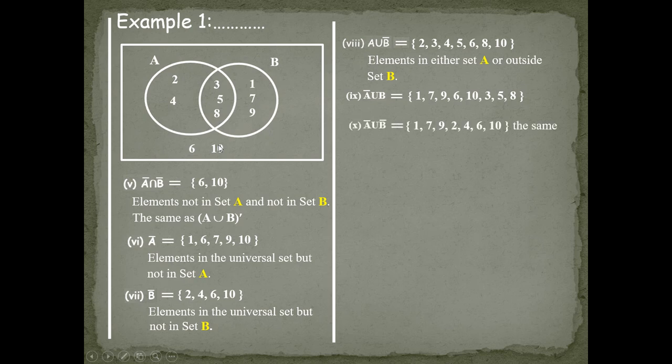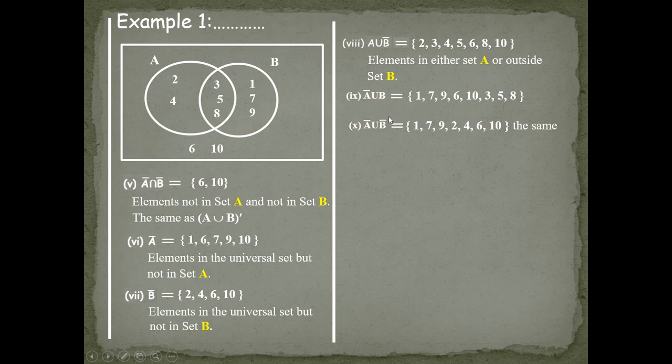So A complement union B complement, we can as well do that. Shade outside set A. This is set A, so you take the whole region that is outside set A and shade it, with your pencil, part by part, outside set A.